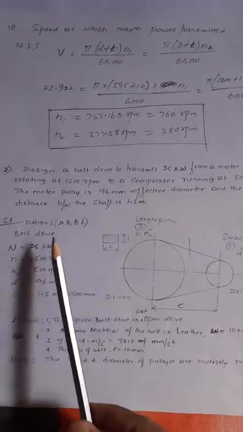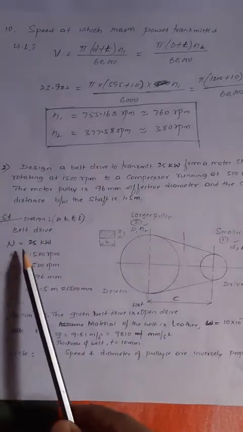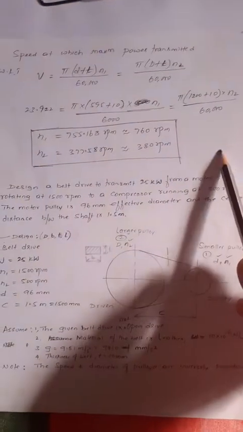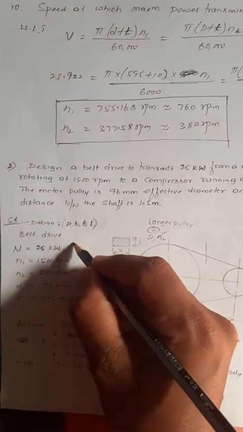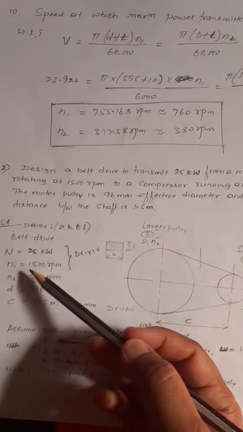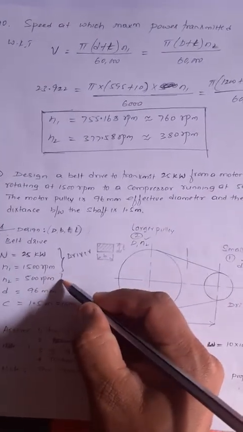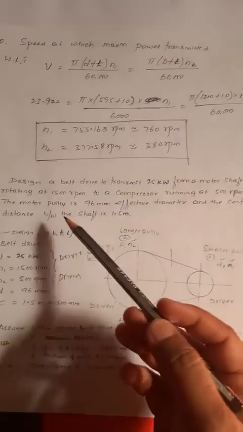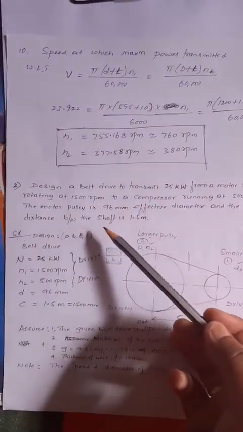Now, a belt drive to transmit 25 kilowatt from a motor shaft. This is the driver. The shaft power is given as 25 kilowatt, and it is rotating at 1500 rpm. This data is related to what? The driver, right? 1500 rpm, I don't know yet if it is N1 or N2. And to a compressor, the driven, it is running at 500 rpm. This data is related to what? Driven, right? The motor pulley is 96 mm effective diameter and the center distance between the shafts is 1.5 meter.